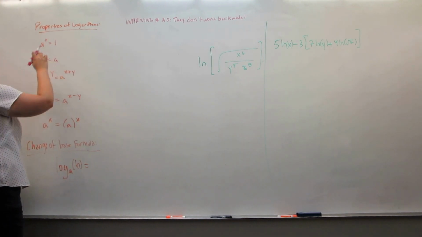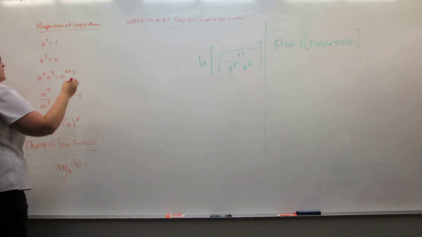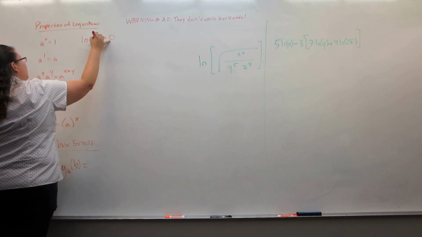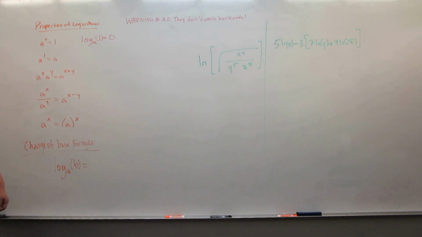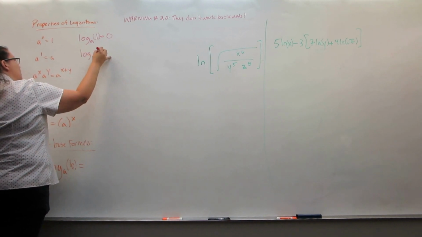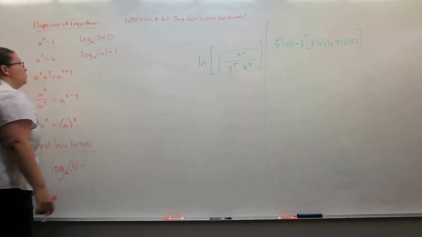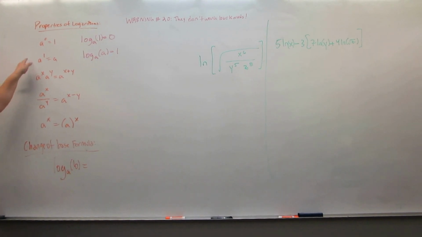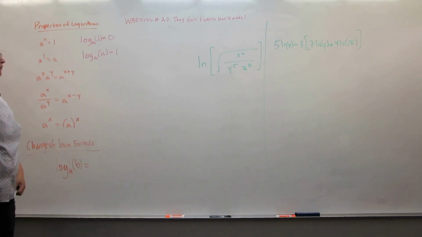So a to the 0 equals 1 no matter what a is means that log base a of 1 equals 0 no matter what a is. A to the 1 equals a no matter what a is means that log base a of a equals 1 no matter what a is. If you remember, these corresponded to those two special points on every exponential or every logarithmic graph.